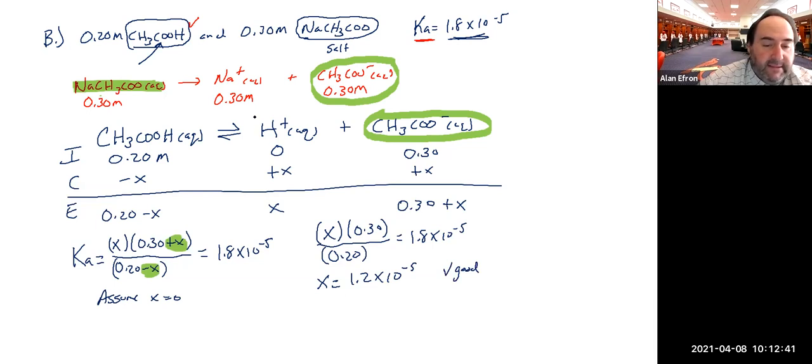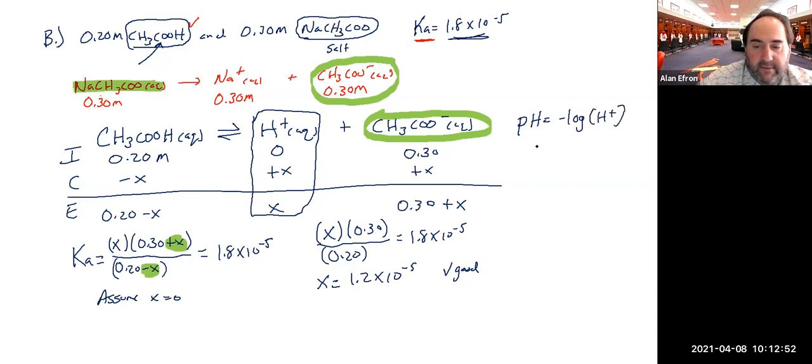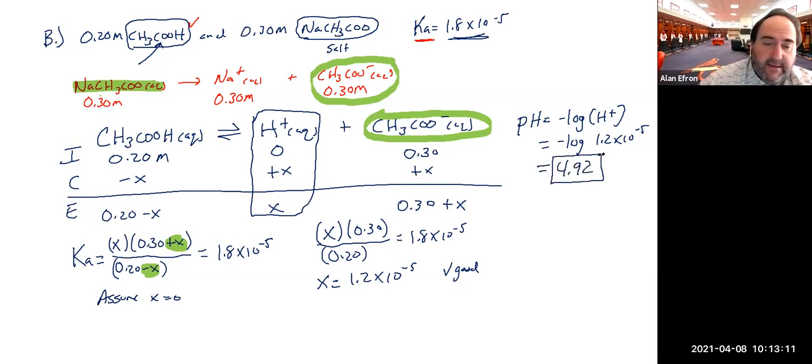That again means in this case that that would be our H plus concentration, which means we now can go into our pH, which would be minus the log of the H plus. And that would give us minus the log of 1.2 times 10 to the minus 5. That will get us a pH of 4.92 in this case. Question on any part of that calculation there?